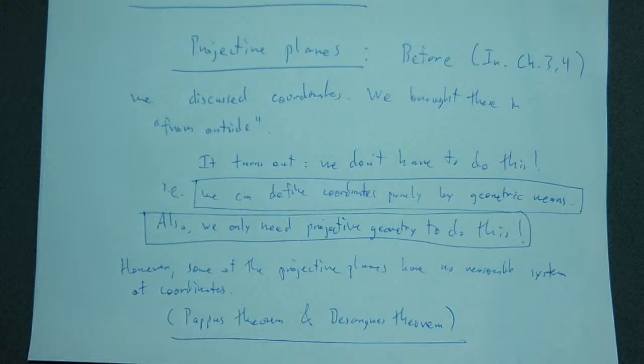Okay. Now, I had mentioned this before, way back, the importance of these. And it turns out that in our arithmetization of geometry, the Pappus theorem is the thing that corresponds to commutative multiplication. And Desargues's theorem corresponds to associativity. Okay.